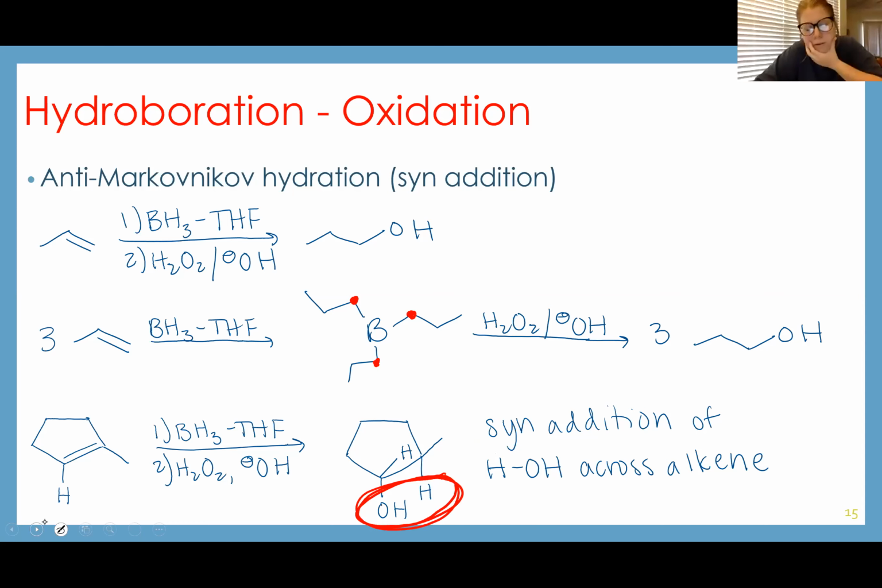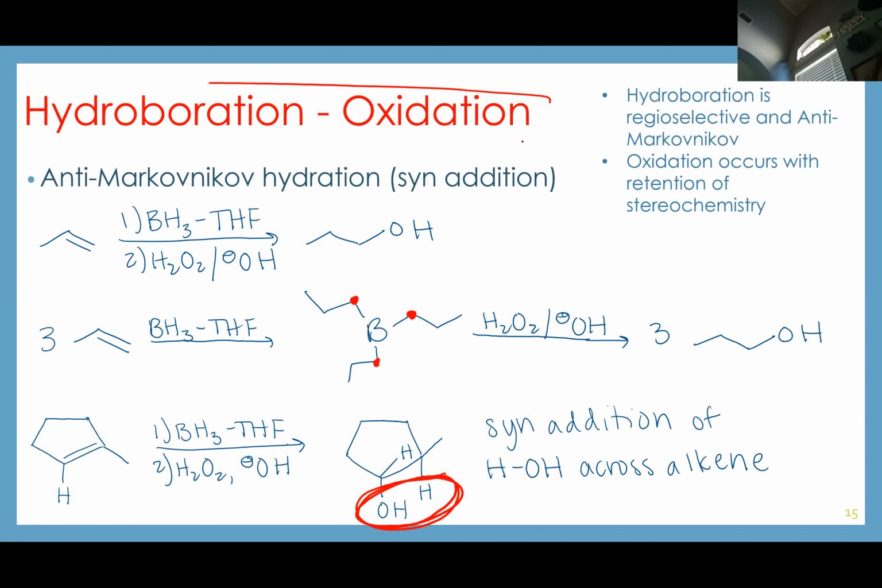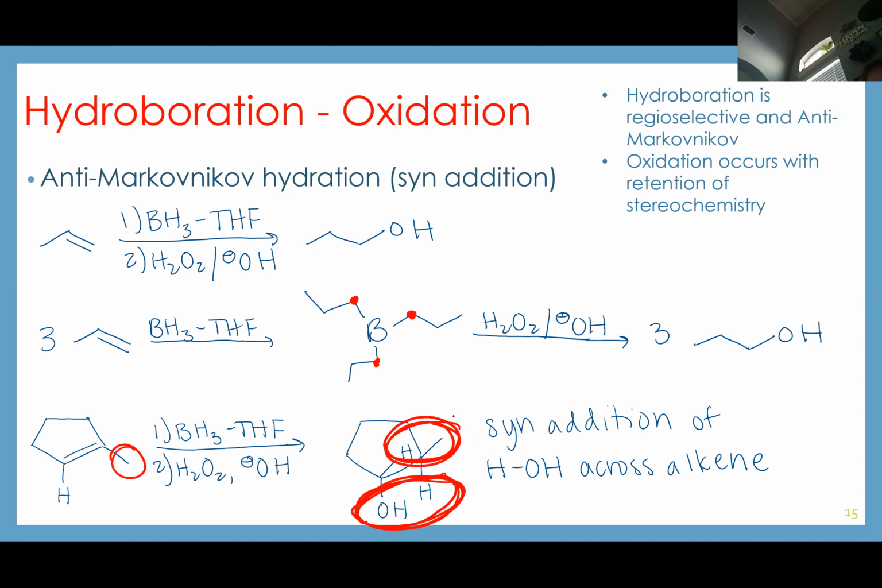Can you repeat that last part one more time? You said what when you have what, it makes them on the same side? So the hydroboration oxidation reaction puts the hydrogen and oxygen on the same face of the ring. So if you have any substituents on the alkene, they will end up on the opposite side from the alcohol. So I don't know if I said syn addition, but syn addition is the phrase that's used to describe this when it's added to the same face of an alkene.